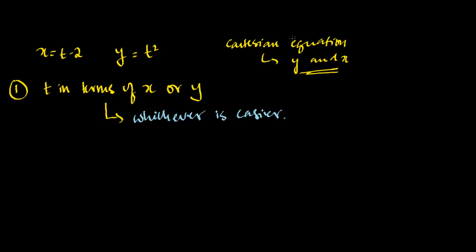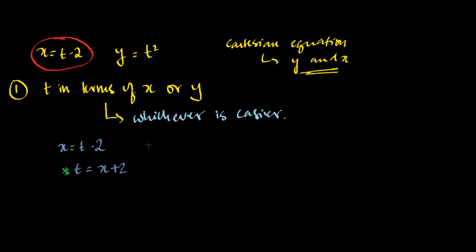Alright? So here we can see x is equal to t minus 2 and y is equal to t squared. We'll just try to find t in terms of x because you can pretty easily calculate that, alright? Okay, so back to this. So x is equal to t minus 2, alright? So t is equal to x plus 2. Okay, so now we have the value of t in terms of x.